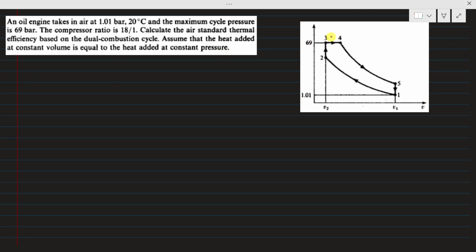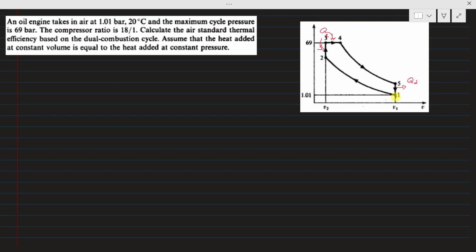So here is the condition given, that the heat supplied at the constant pressure process and at the constant volume process is the same. So in both processes, 2 to 3 and 3 to 4, the same heat is supplied. We call the sum of this heat supplied from 2 to 3 and 3 to 4 Q1, and the heat rejected, from process 5 to 1 at constant volume, is Q2.